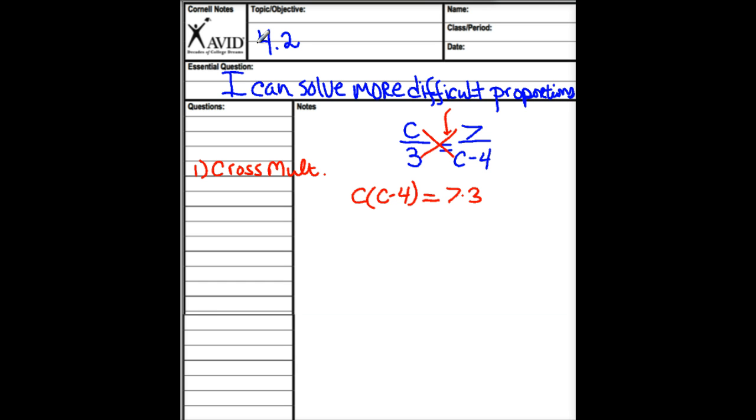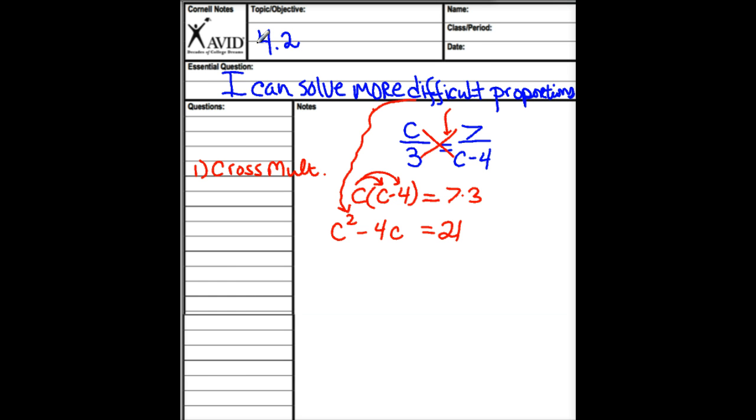And when I do that, I get C times C is C squared. C times 4 is 4C. And 7 times 3 is 21. Here's what's different about these and makes them more difficult. Let's draw an arrow. It's right here. We don't just have like an X or a C or a B, it's squared.